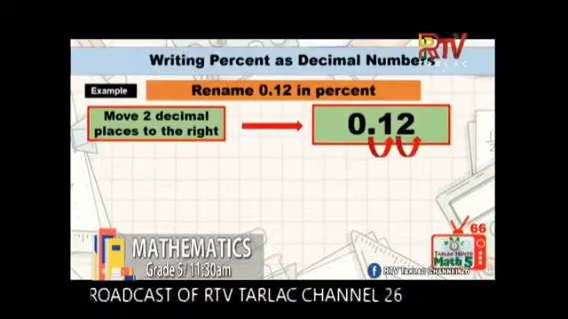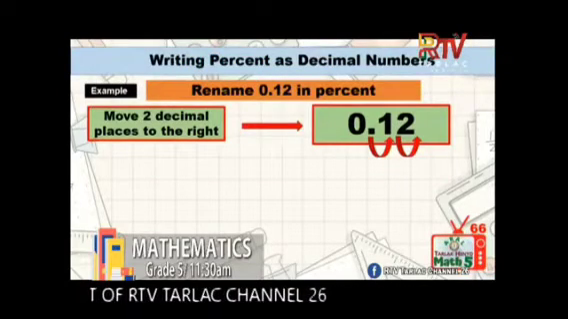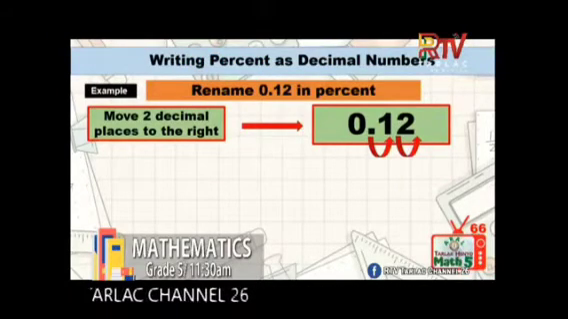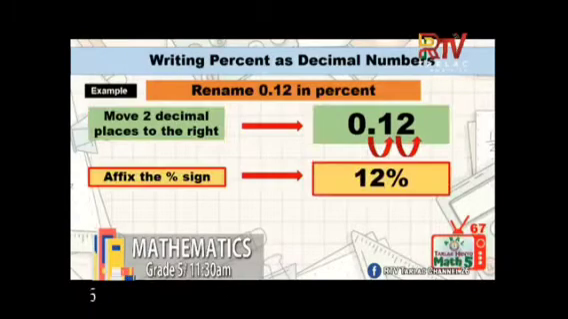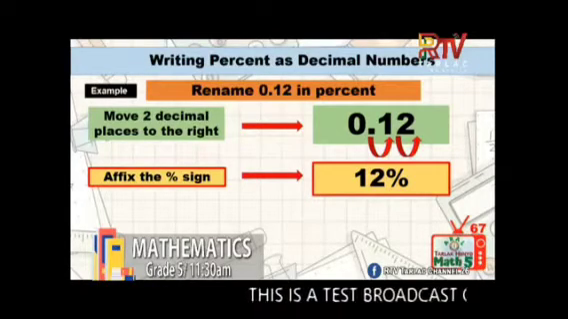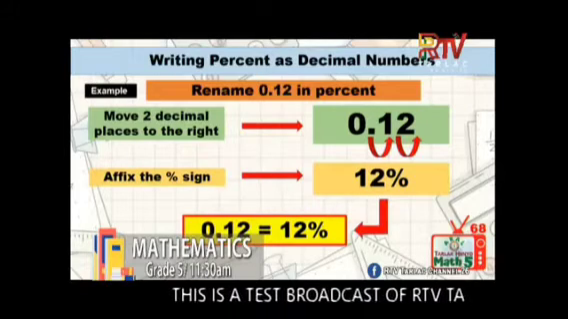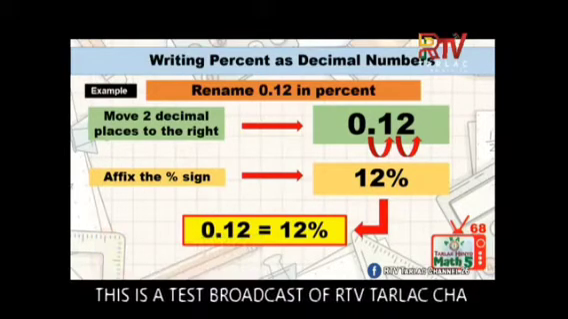What will be the result if we move 2 decimal places to the right? Correct. We will have 12. Now, affix the percent sign or symbol. Therefore, 0.12 or 12 hundredths is 12%.